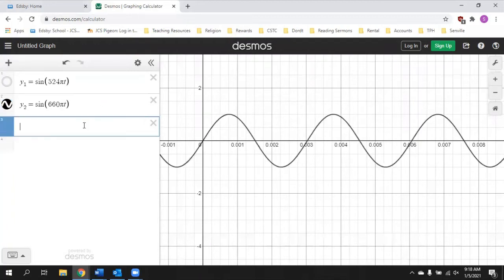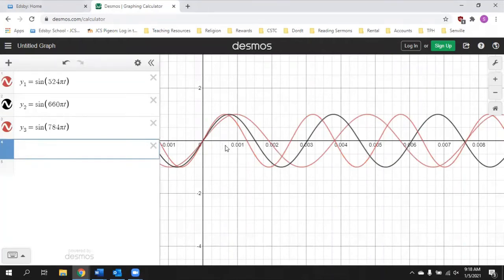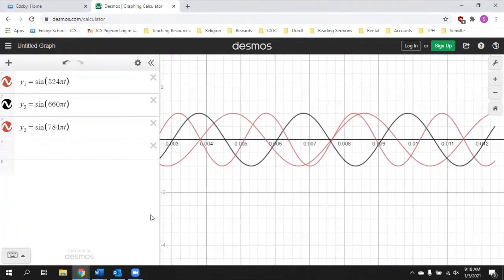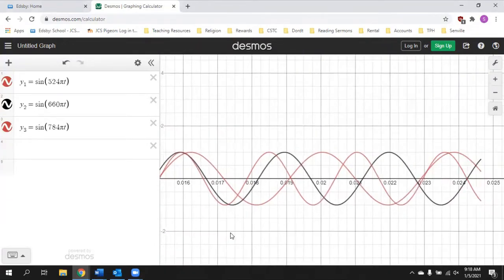Next, y3, which is G, which is going to be the sine of 784 pi t. And we don't actually need to graph all these, but we'll look at them. And you can see they do peak about the same spot, and then they spread out for a little while. But they do come together again for a minimum and a maximum.